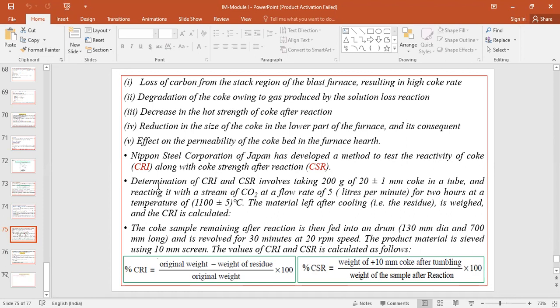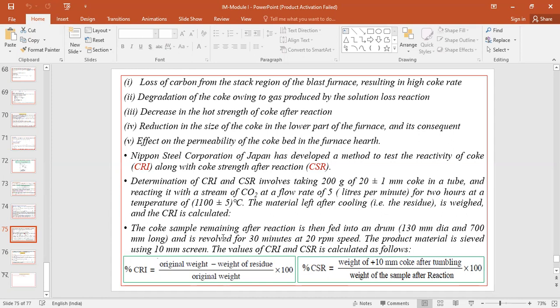And after that, leave this material for cooling, and then you wait, and then you can calculate the coke reactivity index. That can be calculated by this particular formula. So, the weight loss method: original weight minus weight of the residue, divided by original weight, into 100. This will give the coke reactivity index.